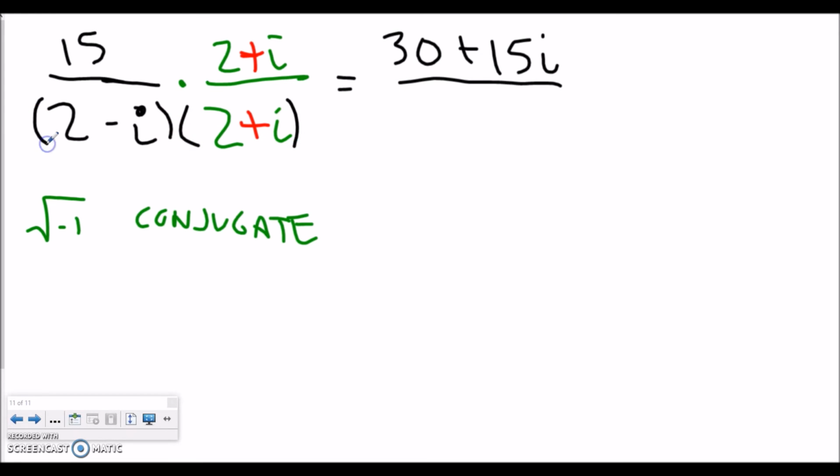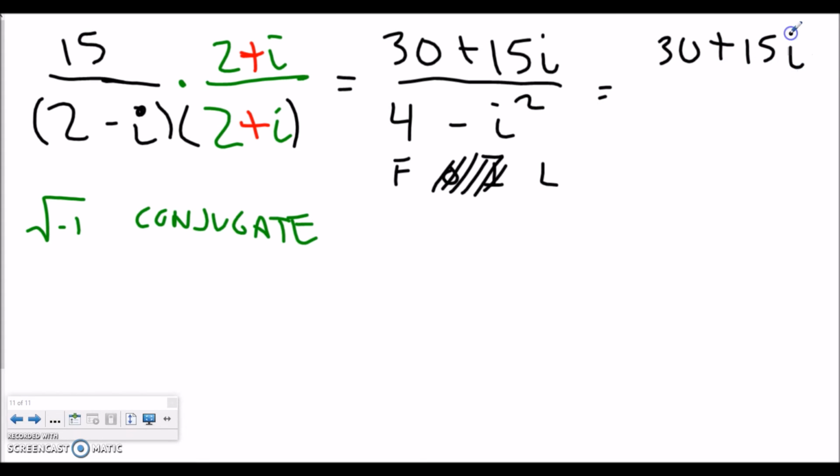In the bottom, technically, we have to FOIL, but we should remember that when we use a conjugate, we don't need the O and the I. We just need the F and the L. 2 times 2 is 4. Negative i times positive i is negative i squared. My top will remain the same.